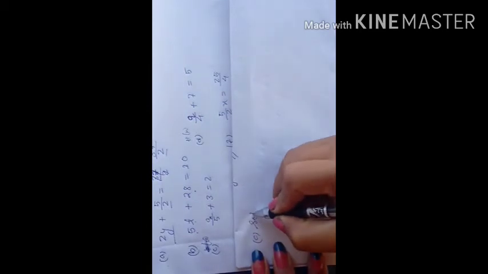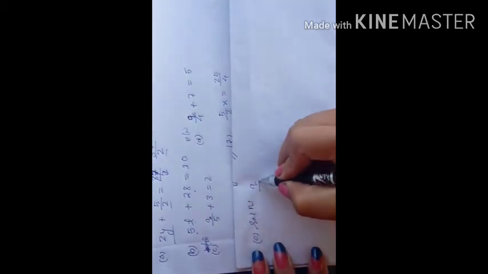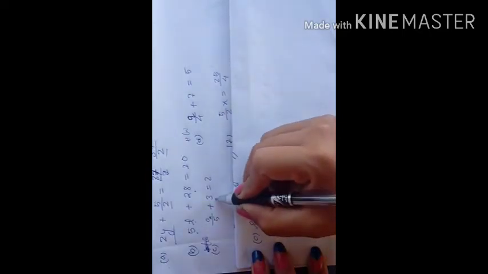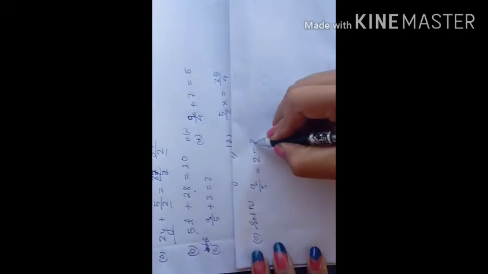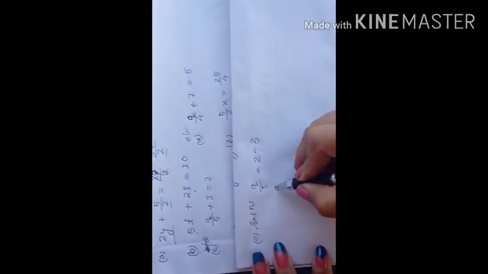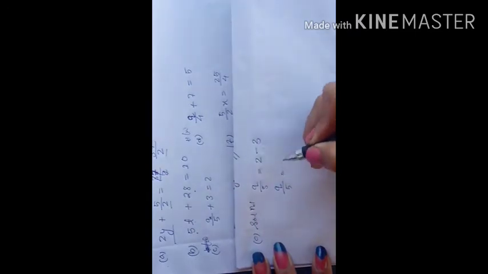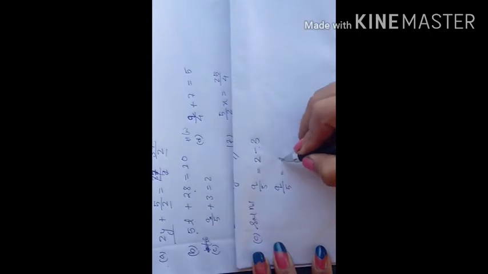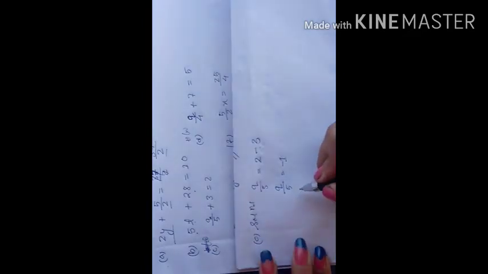Okay, solution. q upon 5 plus 3 is equal to 2. Now I will transpose this 3 to the right hand side. Because here it is plus, here it will become minus 3. Now q upon 5 is equal to, plus becomes minus. So 3 minus 2, how much will you get? 1, which is greater, 3. So you have to put the greater number's sign, so it will become minus 1.